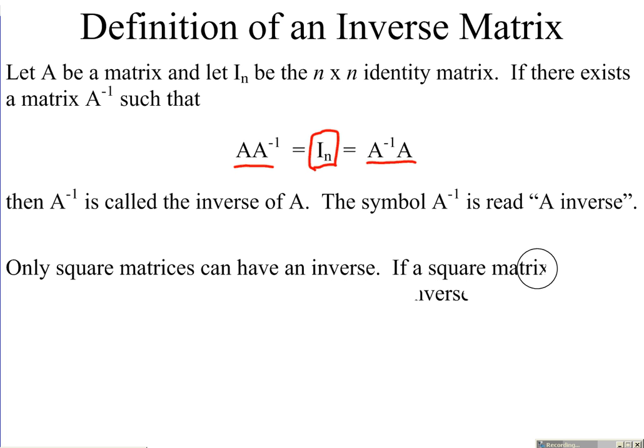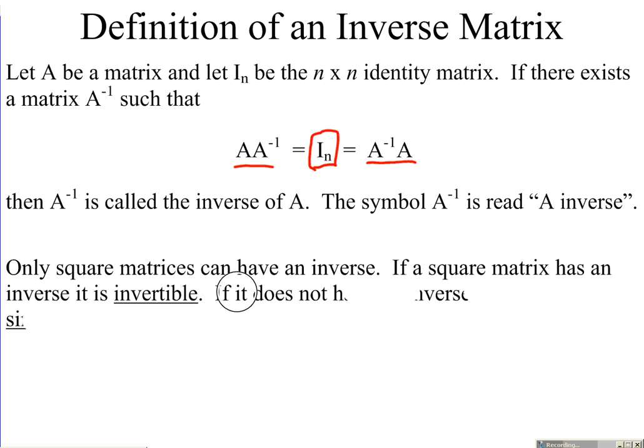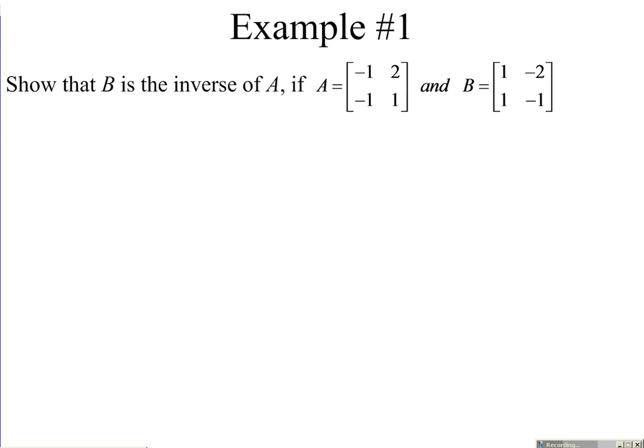If a square matrix has an inverse, it is said to be invertible. If it does not have an inverse, it is said to be singular. So if a square matrix has an inverse, then it is said to be invertible. If it does not have an inverse, it is called a singular matrix.